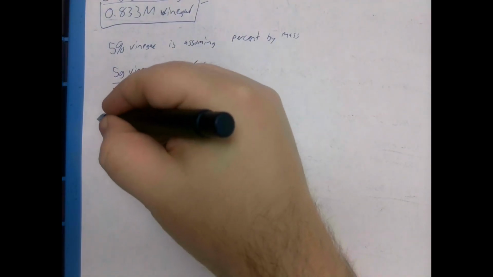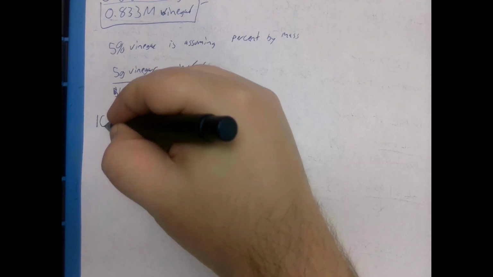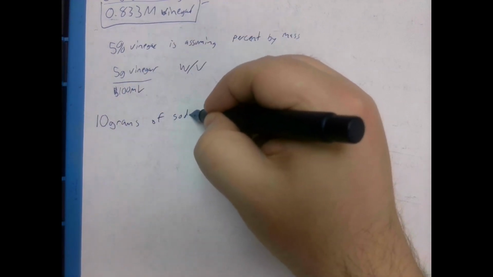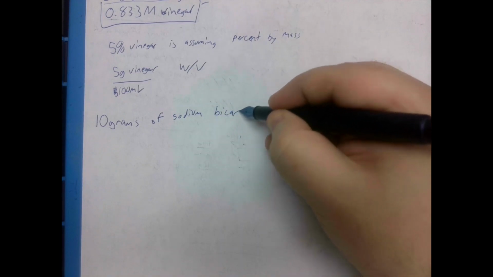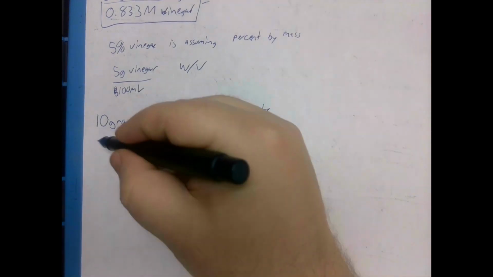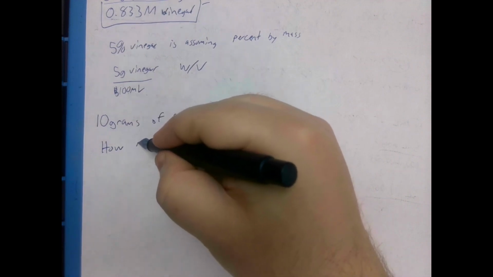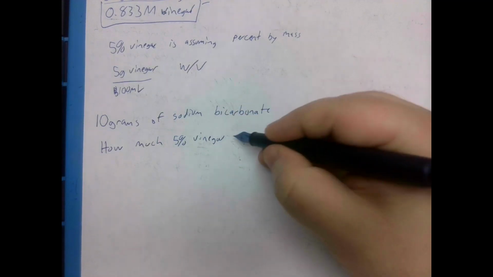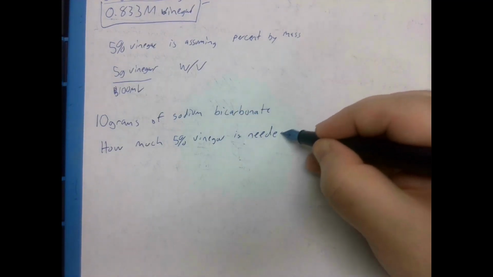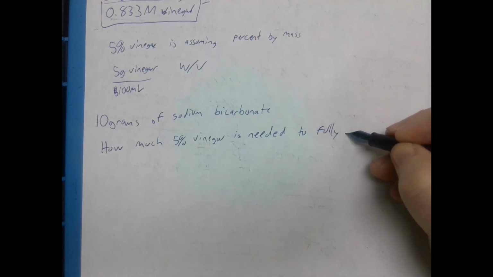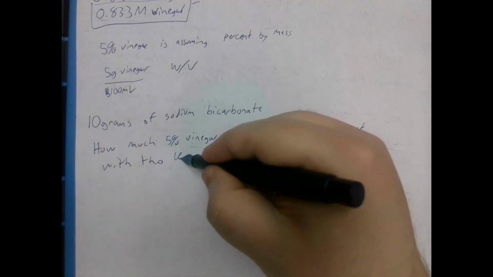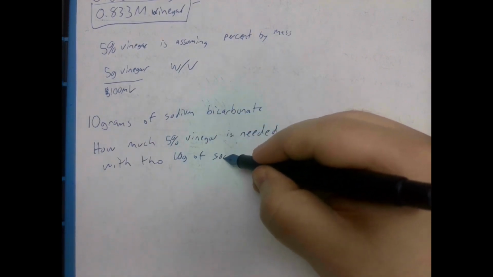So, I was going to use 10 grams. I'll still go through the analysis because this is going to be useful. Let's assume that we use 10 grams of sodium bicarbonate. The question is how much 5% vinegar is needed to fully react with the 10 grams of sodium bicarbonate.